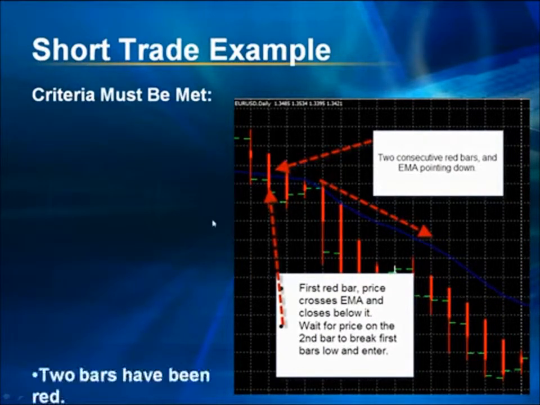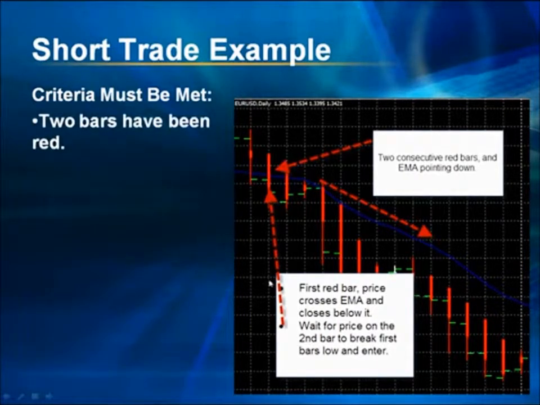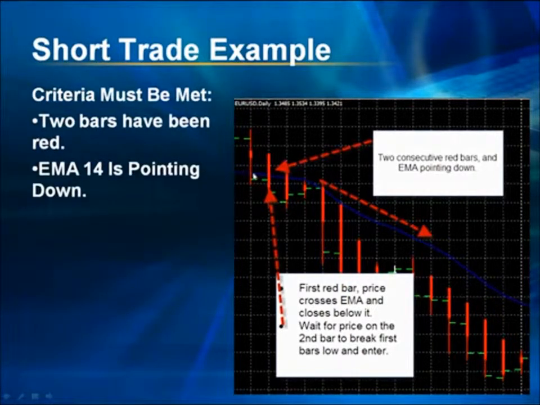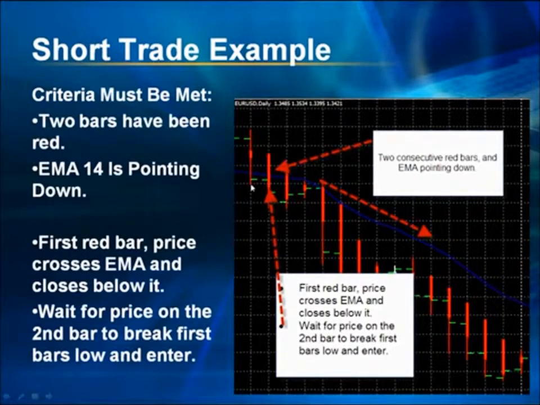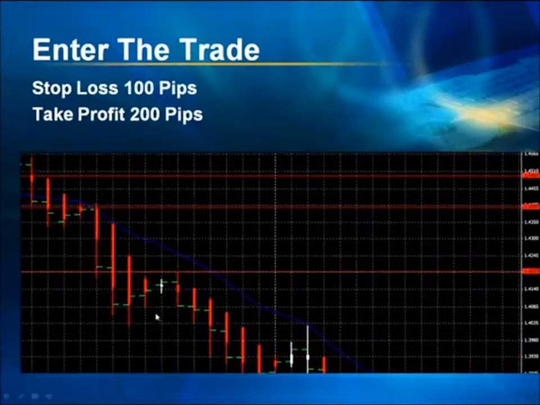So looking here, we have a screenshot of a chart. We look to see that our criteria has been met. We have 2 consecutive red bars, and the EMA 14 is pointing downwards, and it is sloped downwards in this case. It just has a slight slope at this point, but it's still sloped downwards, so that criteria has been met. We then look for our entry point. The first red bar has closed below the EMA 14, so the price point, looking at the green line on the right-hand side of the bar, is below the EMA 14. Our price has closed below it. And then we wait for the price to break below the low of the first bar, and at that point, we enter the trade. Entering the trade and managing the trade in this case is quite simple.